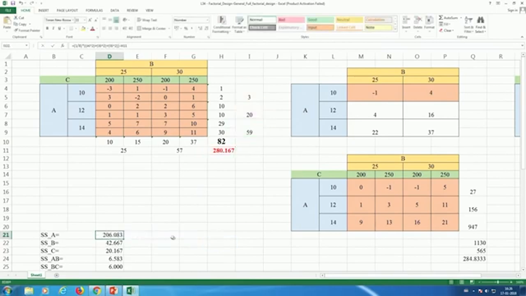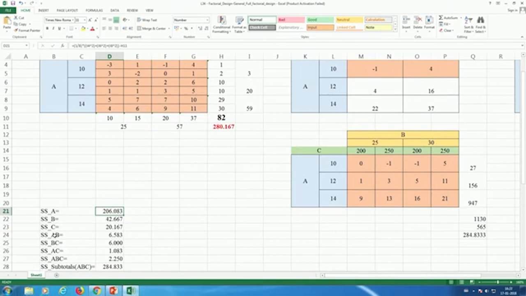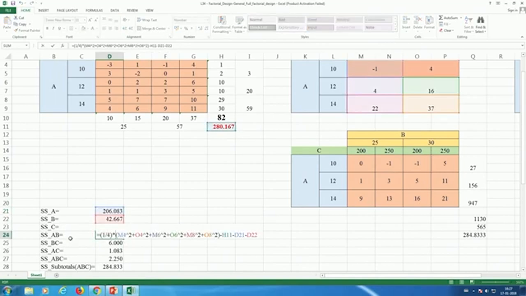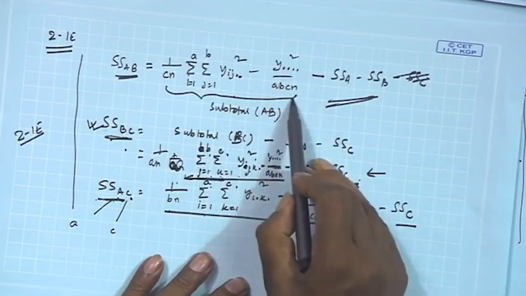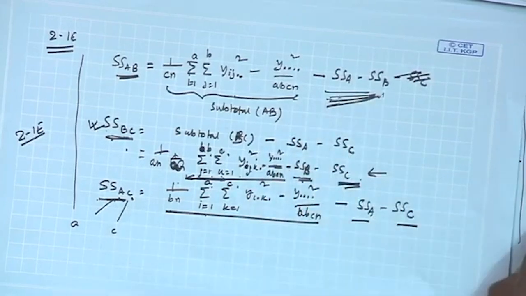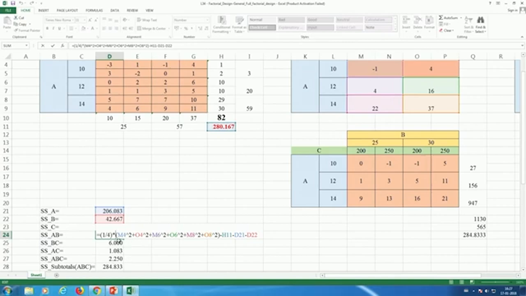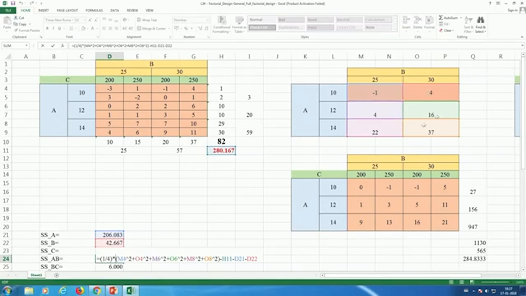Let us see that in the same manner BC will come. Suppose I want to know interaction AB. I am clicking here, and you can see how we have computed it. The interaction AB formula is 1 by CN times the sum total of these squares, minus the correction factor, minus the individual main effect sum squares. So, 1 by CN is 4 and then Yij square. Where is this? It is coming here: 1, 2, 3, 4, 5, 6. These 6 cell total values are squared, minus H11. Where is H11? This one, because this is the correction factor, Y dot dot dot square by ABCN, minus D21. D21 is SSA and D22 is SSB.